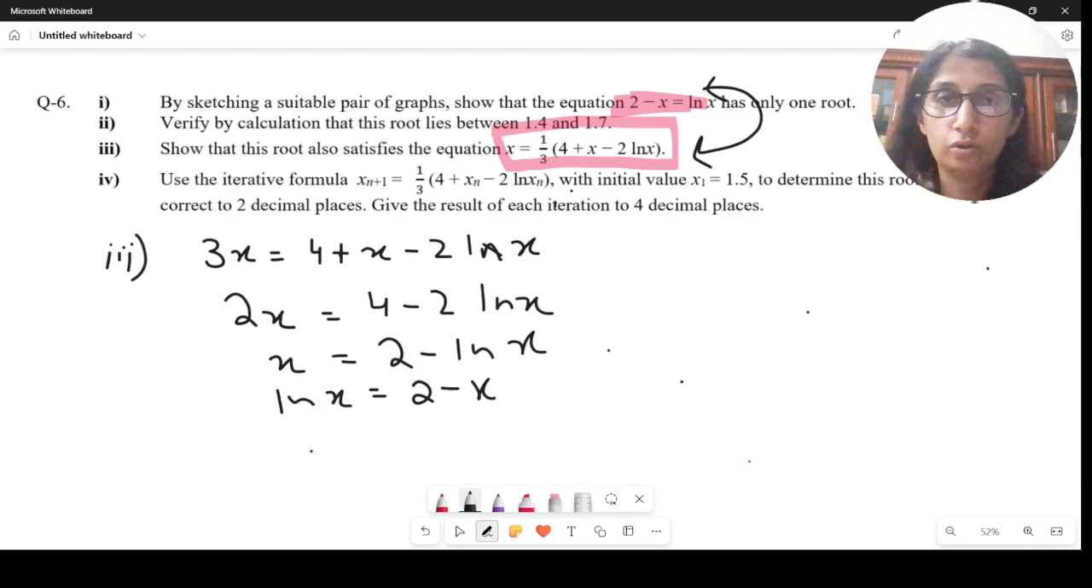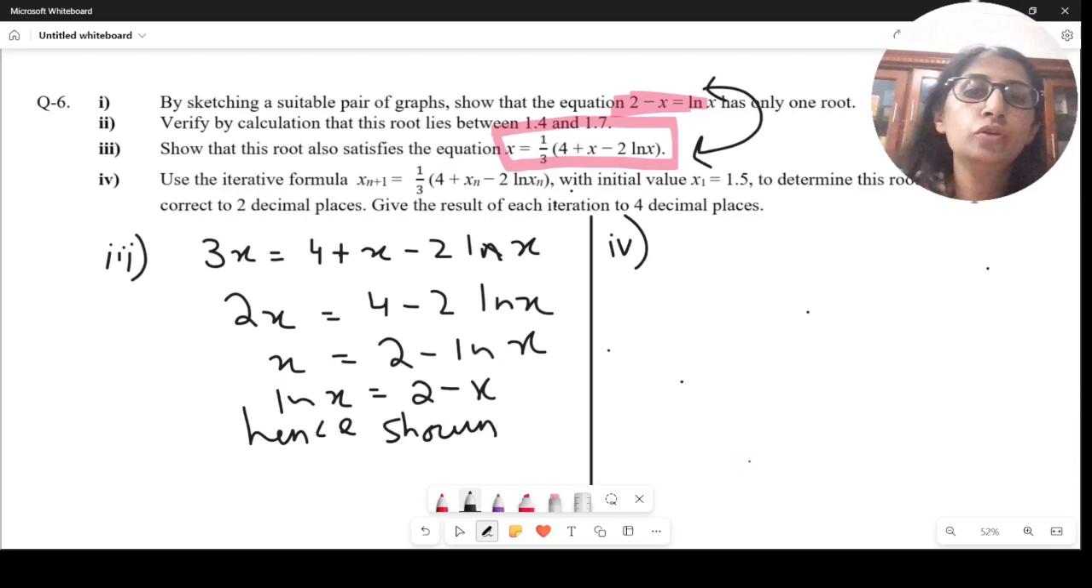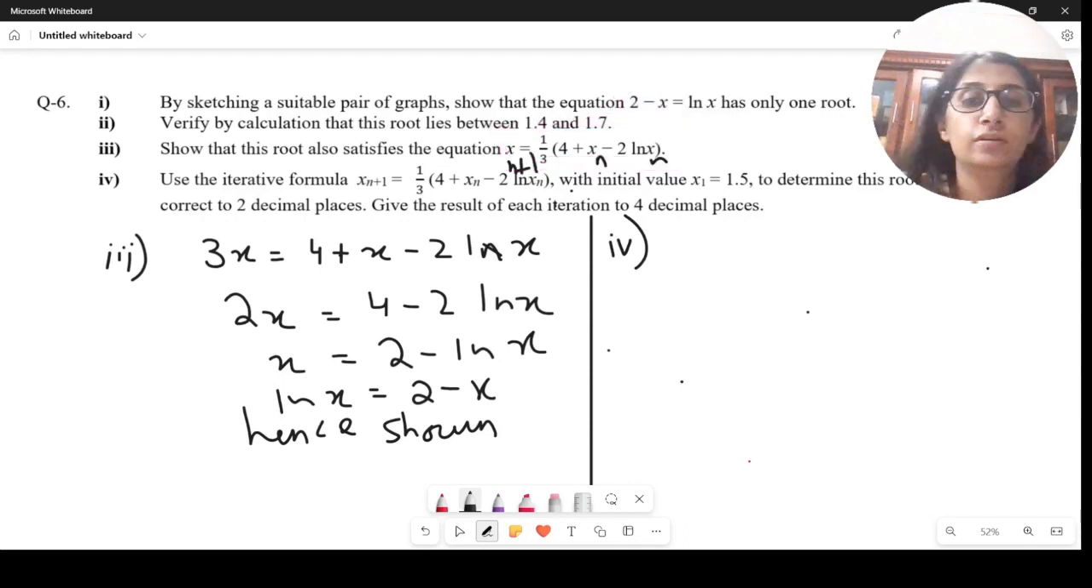Okay, part 4. Now they've given you an iterative formula. If they had asked you to form the iterative formula on your own, what you have to do is isolate x. It's already isolated here. The isolated x gets the subscript n plus 1 and any x on the right-hand side gets the subscript n. In many questions you're asked to state the iterative formula on your own, which is not difficult. And in many questions they also give you the iterative formula like here.